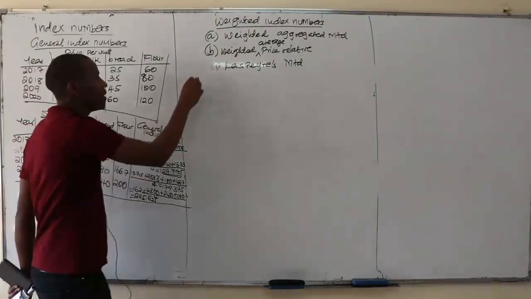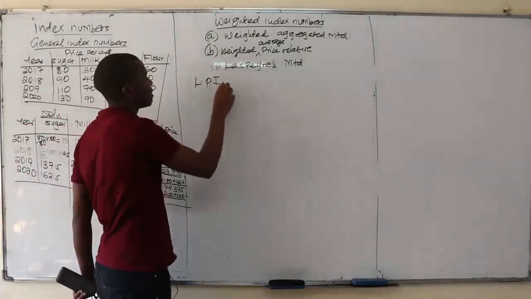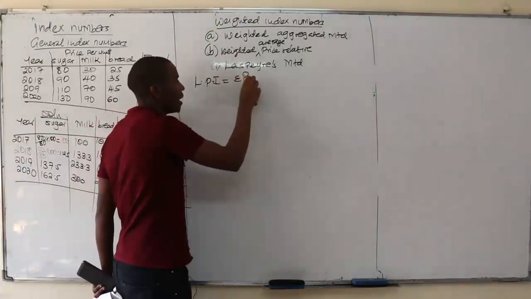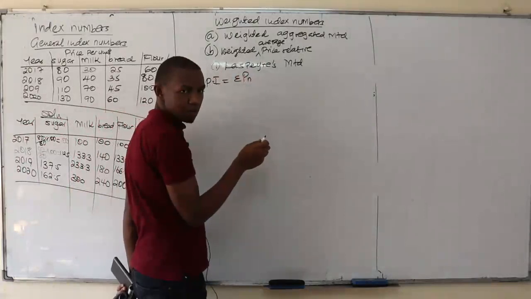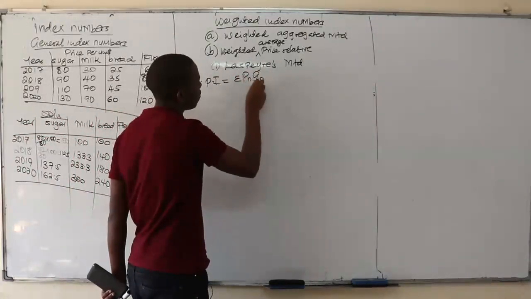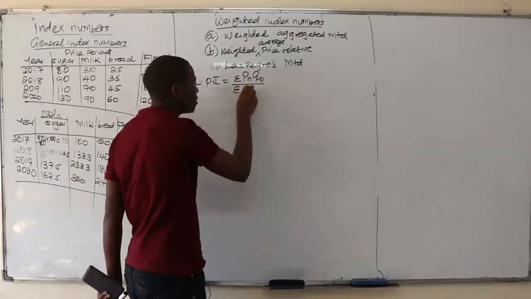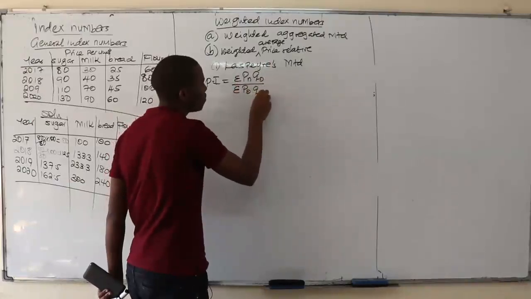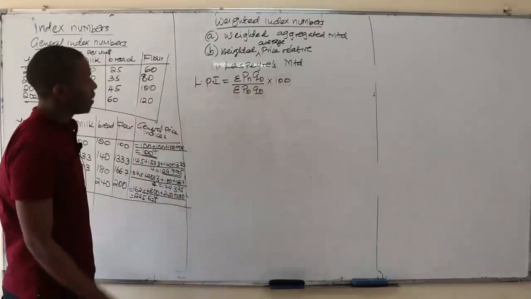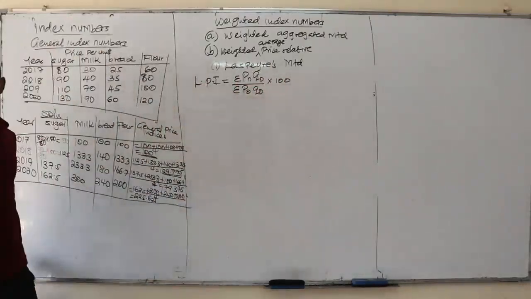So for you to get the Laspeyres price index, it will be the summation of Pn, that is the current value, multiplied by Qo, divided by the summation of Po Qo, then you multiply by 100. And that is the Laspeyres price index.